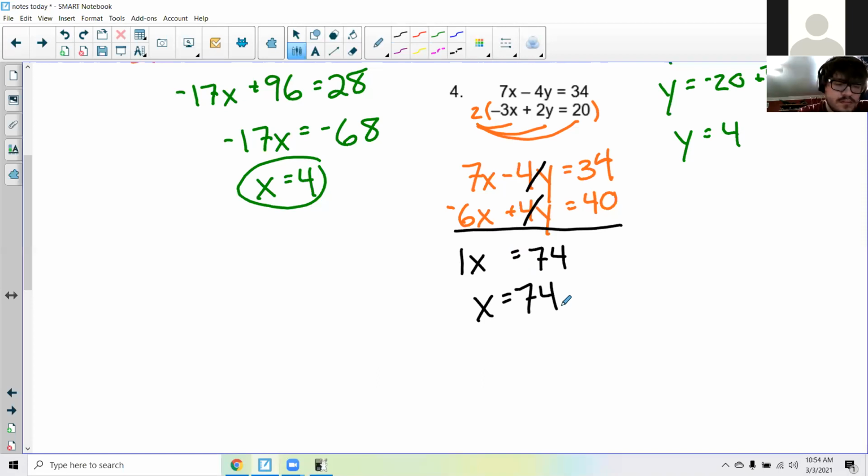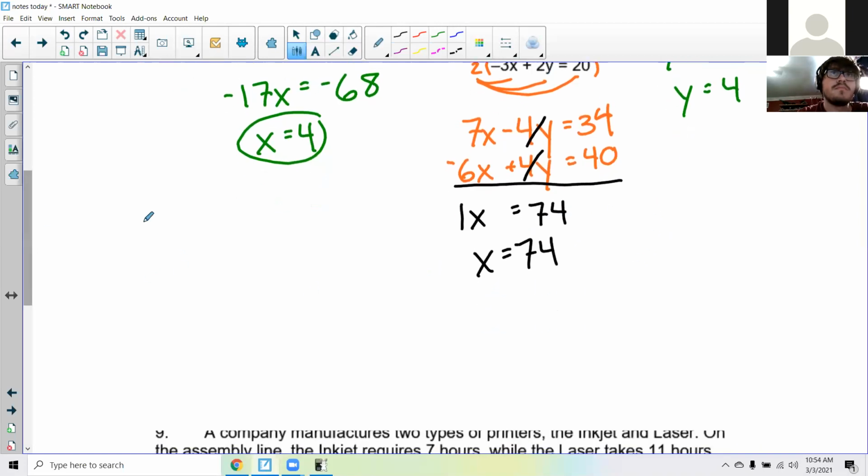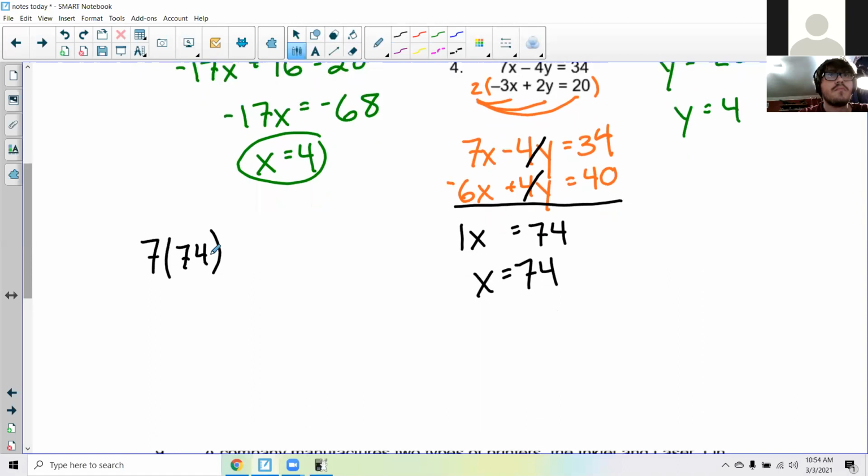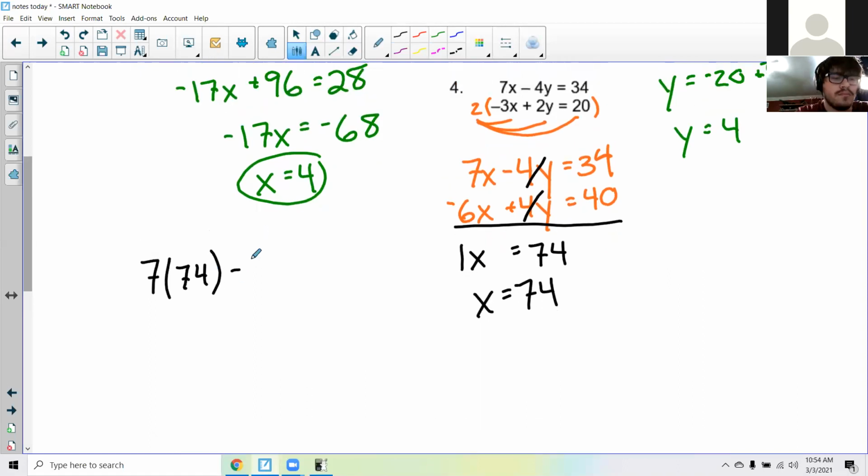So now that's only half the answer. I have to take that solution and plug it back into either equation for x to find y. Doesn't matter which one you use, just pick the one you think looks easier. I'll do the first one, 7x. So 7 times 74, because x is 74, minus 4y equals 34.